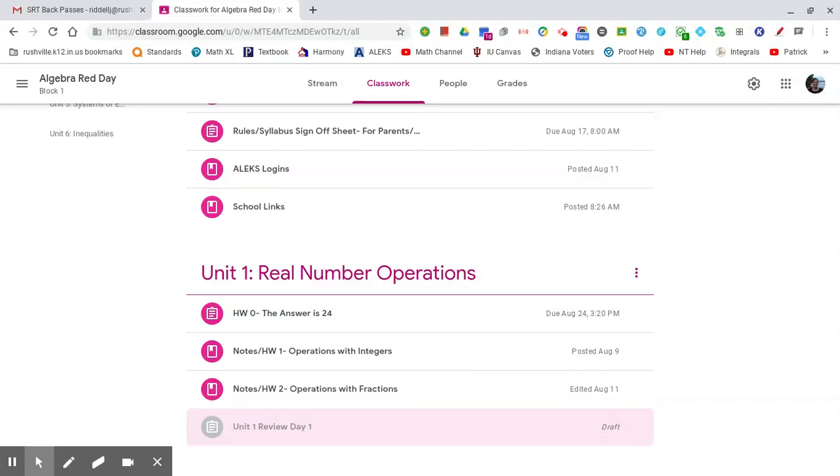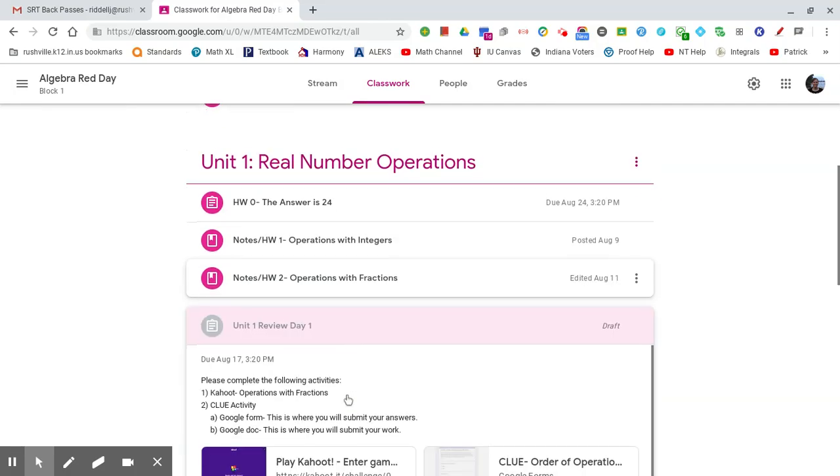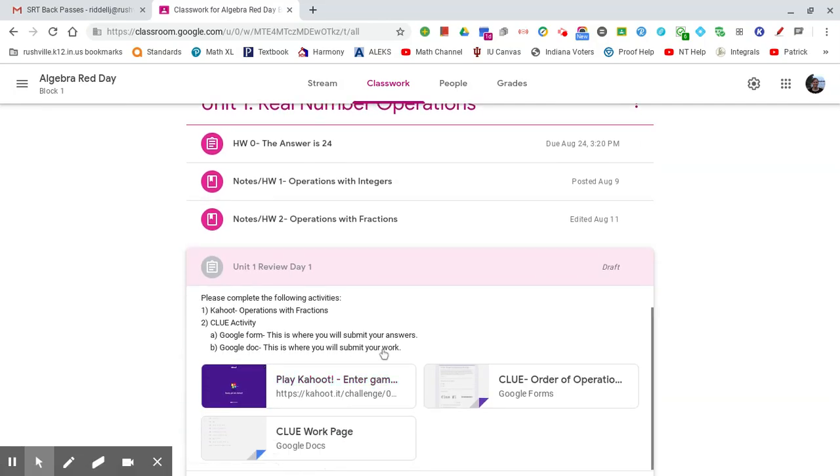Hello, Algebra students. Today you are going to have your first review day for Unit 1 over real number operations. So what you're going to do is go to Google Classroom and go to Unit 1 review day. You're going to see that there are two different activities, three attachments, but two activities that you need to complete.